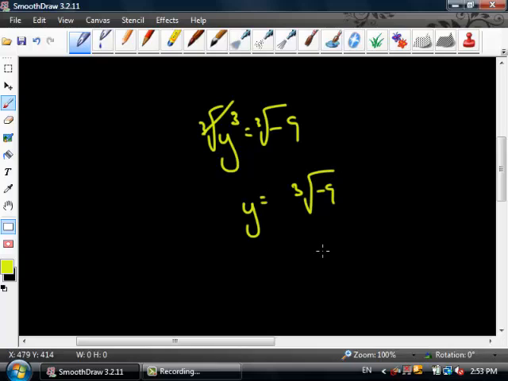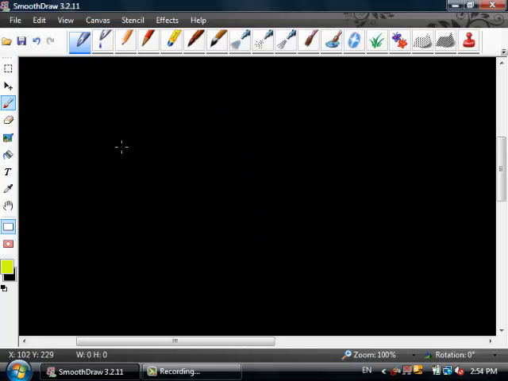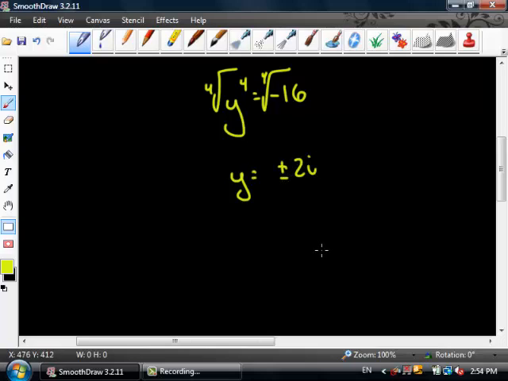What if it was y to the 4th and 16, like the problem that you had before? Then you'd include an i, because that would produce an imaginary number. So y to the 4th equals negative 16. We're going to take the 4th root of both sides. Because it's an even root, I need to include plus or minus. That's going to be 2i.